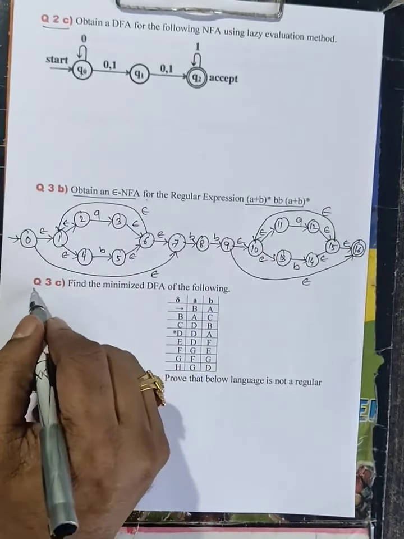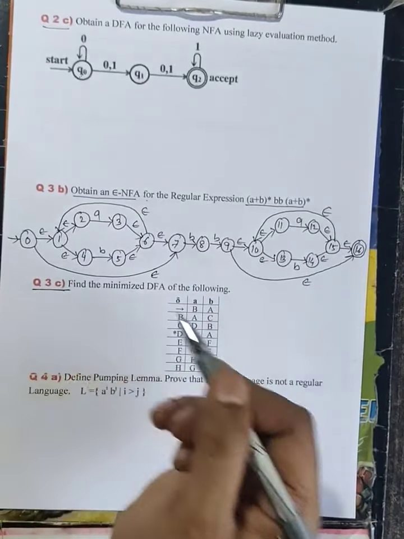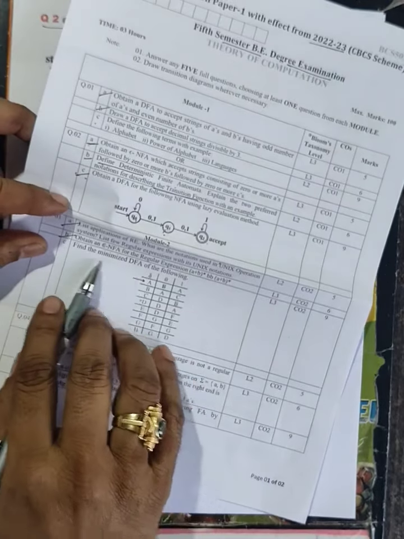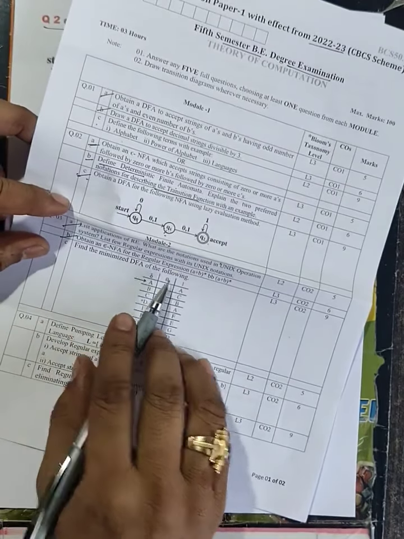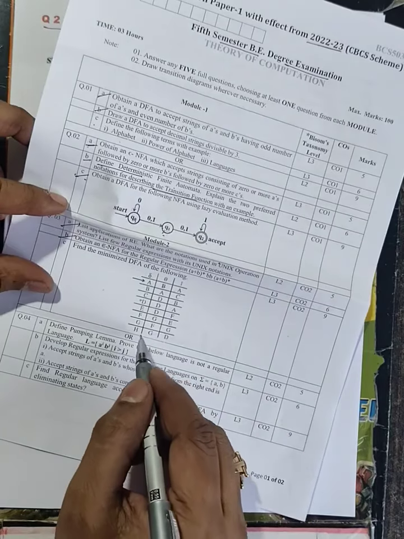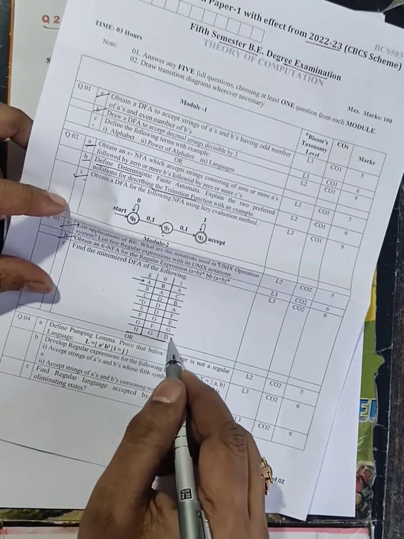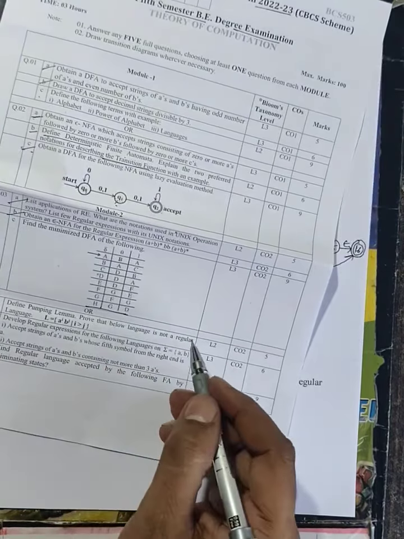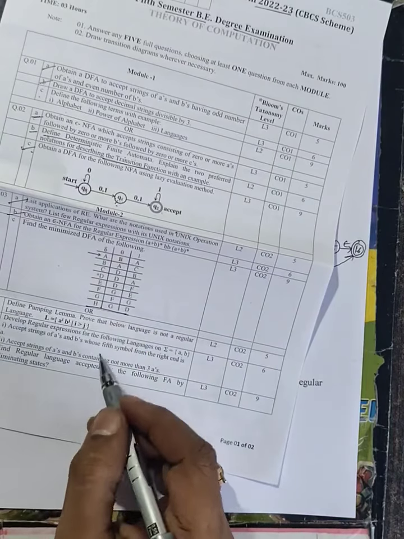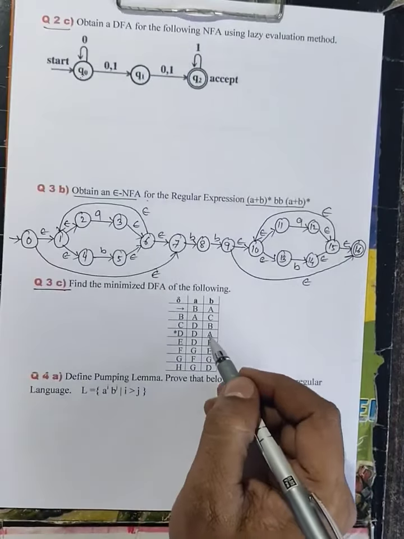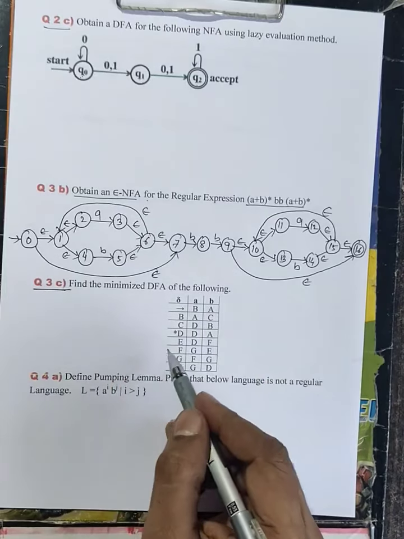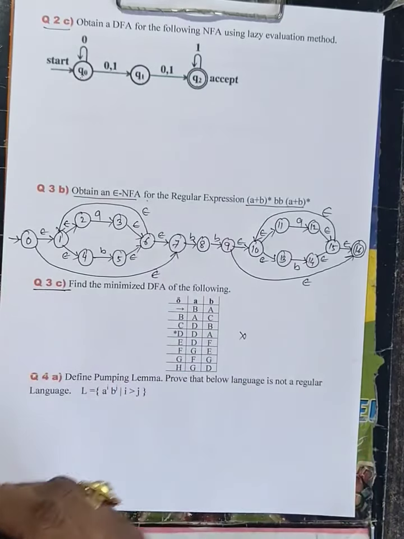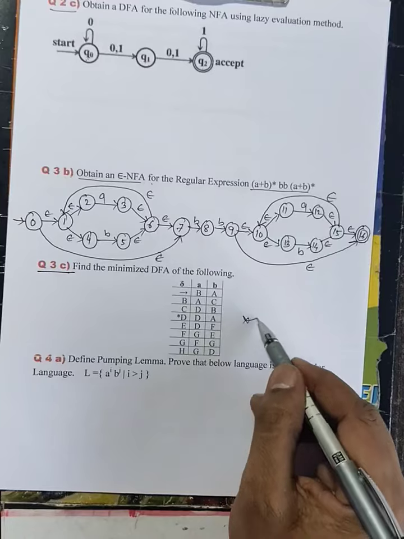Next question is question number 3C. Minimize the following DFA. This DFA is given in table format, which means you can solve it using the table filling algorithm. And this question I have already solved on my YouTube channel. You can watch it from there.